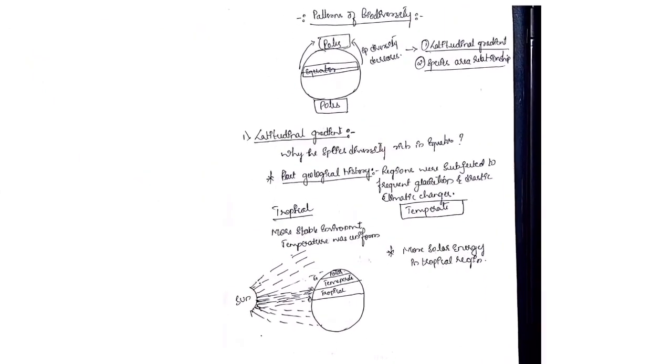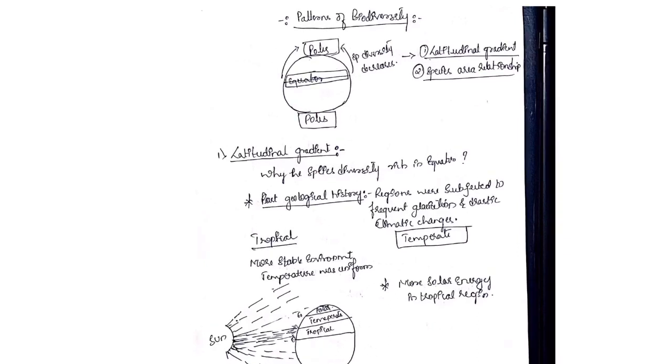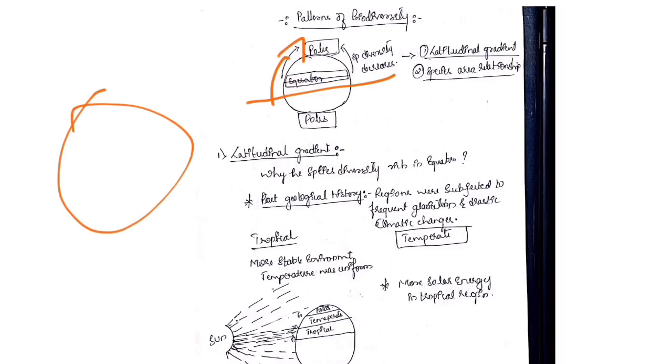And the next one is patterns of biodiversity. How an organism is distributed within the habitat. How organisms or species have been distributed over the earth is known as patterns of biodiversity. As we move from the equator to the poles, species diversity keeps decreasing. The number of species at the equator is more. The number of species at the poles is less.